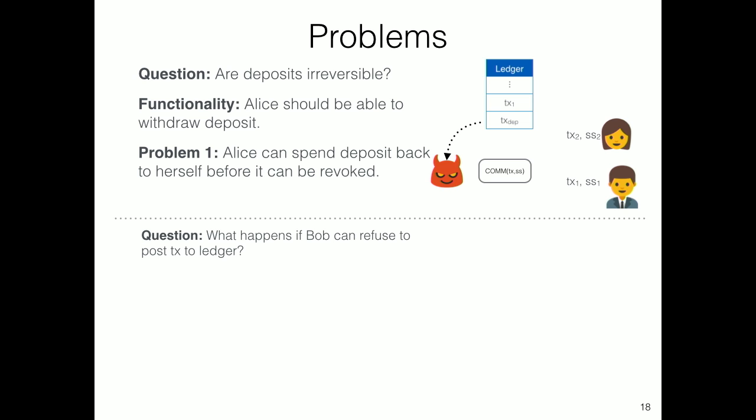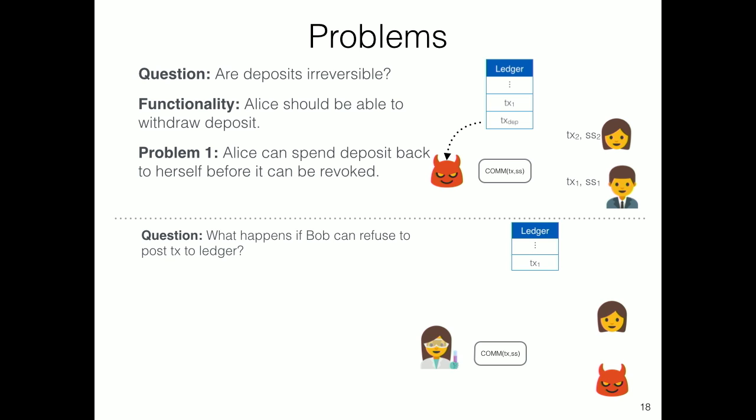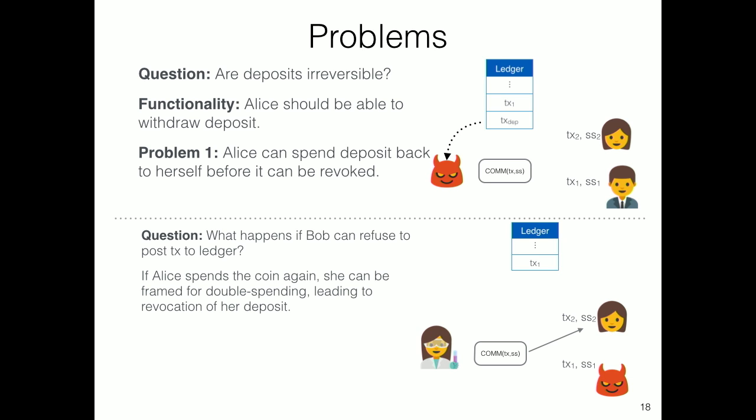OK. So far we've considered malicious Alice, but what if Bob is malicious and he refuses to answer and post the transaction to the ledger in case he receives a macro payment? So he gets the transaction and he keeps it to himself. If Alice had to spend the coin again, then a secret share will go on the ledger, and then Bob can recover her serial number and put it on the ledger, thus revoking her deposit. So even though Alice wasn't really being dishonest, she now has minus infinity utility.